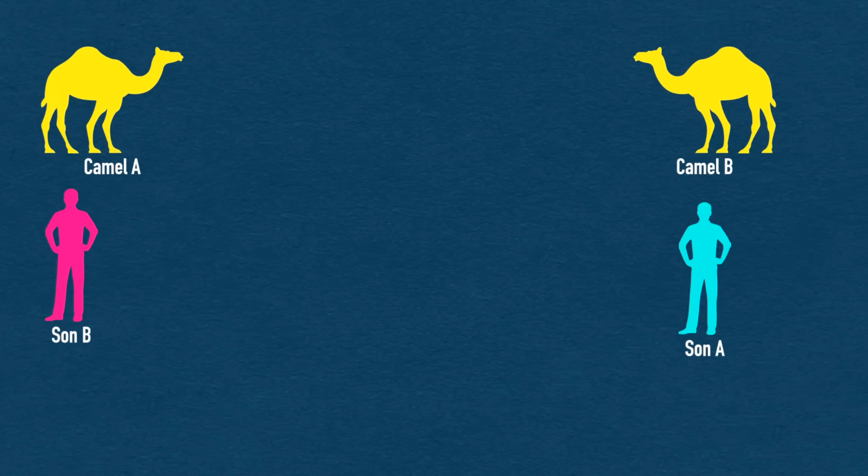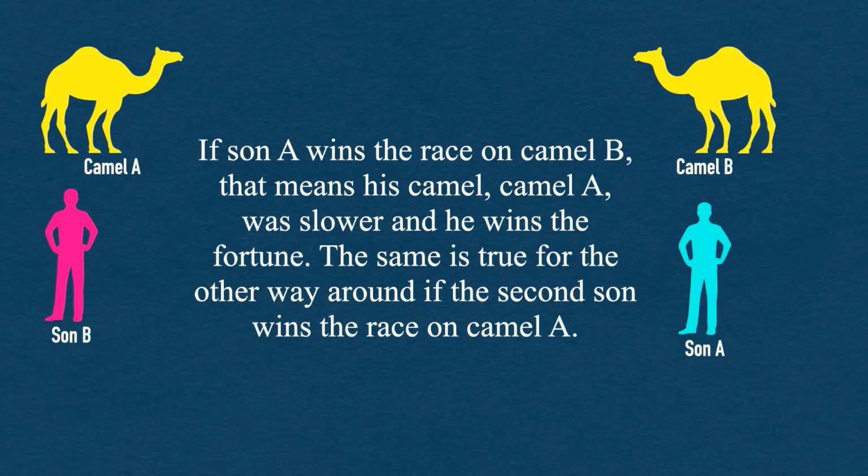When they switch camels, son A is now riding his brother's camel, Camel B, and son B is riding his brother's camel, Camel A. Now they each want the camel they are riding to get to the city first. If son A wins the race on Camel B, that means his camel, Camel A, was slower and he wins the fortune. The same is true the other way around if the second son wins the race on Camel A. Thus, the suggestion given by the wise man is to tell them to switch the camels so that the task will be completed soon.